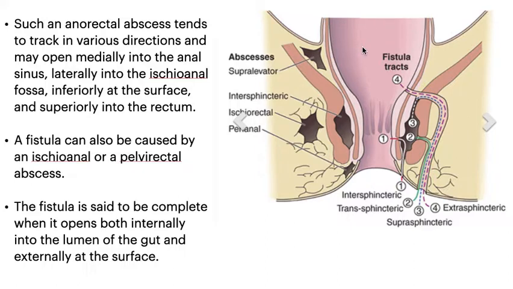The fistula can also be an ischioanal or pelvirectal abscess. A fistula is said to be complete when it opens both internally into the lumen of the gut and externally at the surface. Okay, this one.